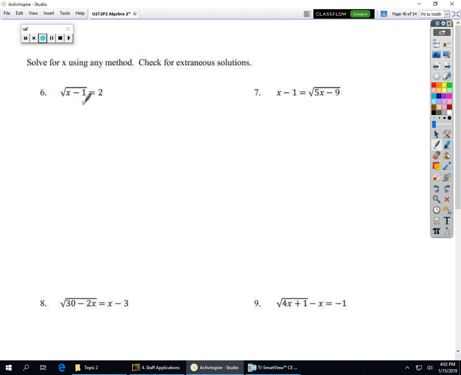So to solve for this, I got to solve for the x. Got to square both sides to get rid of that square root. x minus 1 equals 2 squared. 2 times 2 is 4. I need to get rid of the 1. Add 1 to both sides. x equals 5.